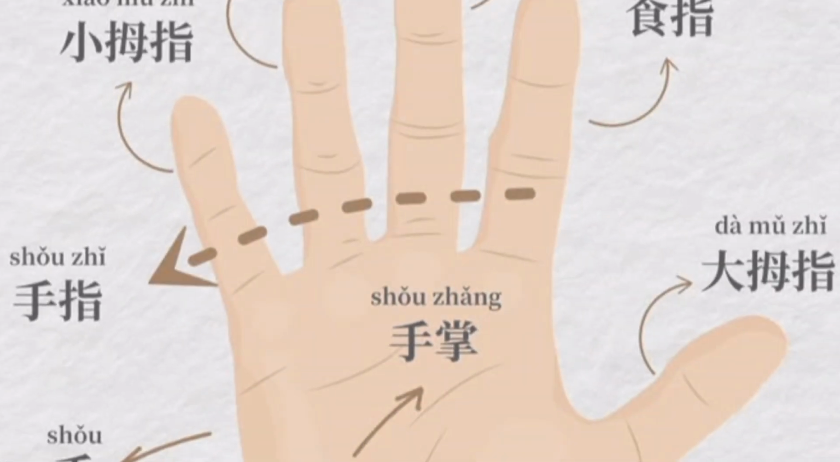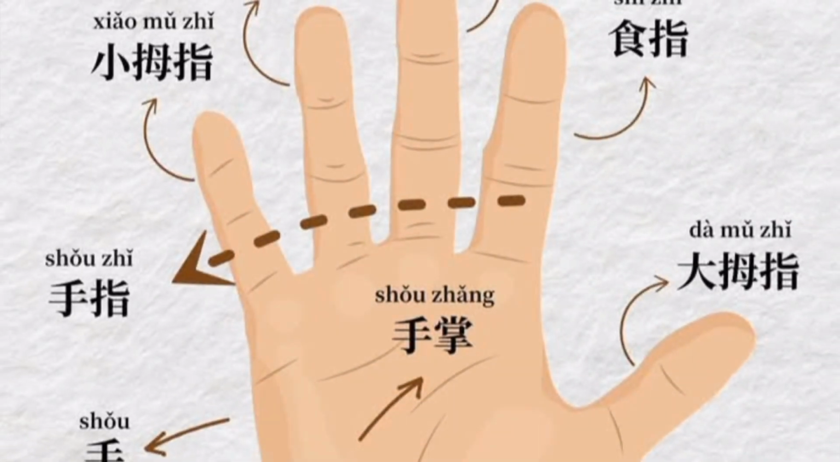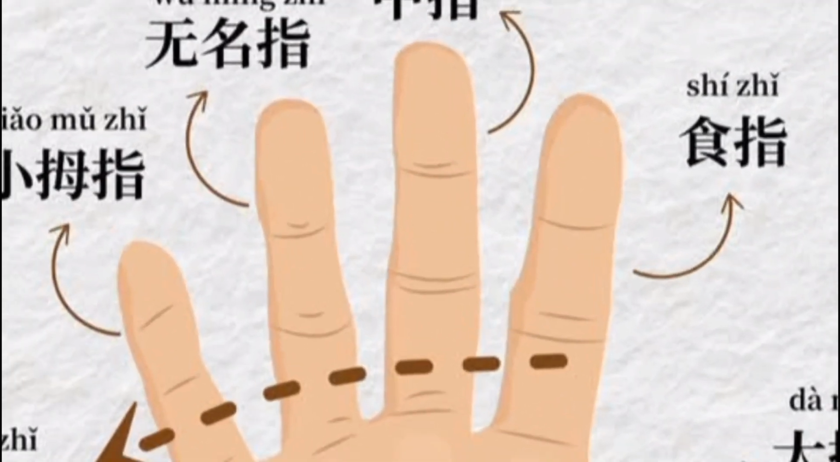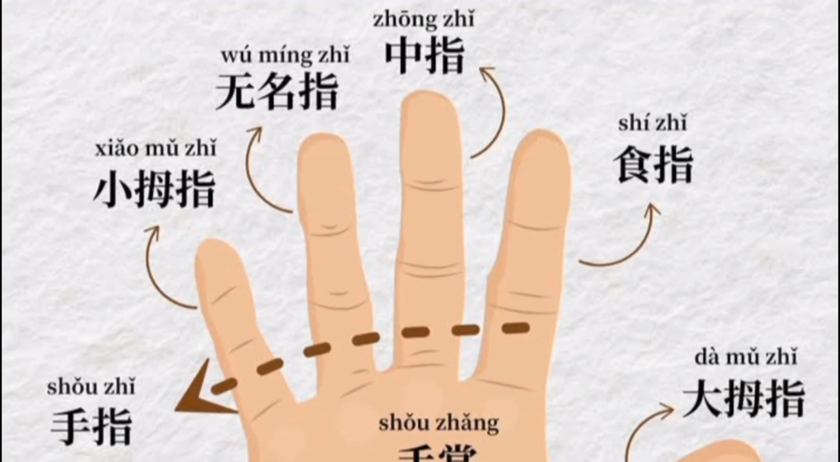Today we are going to learn some useful Chinese vocabulary related to the hand. Let's go step by step and understand each word in detail.